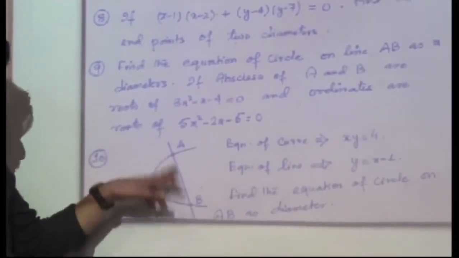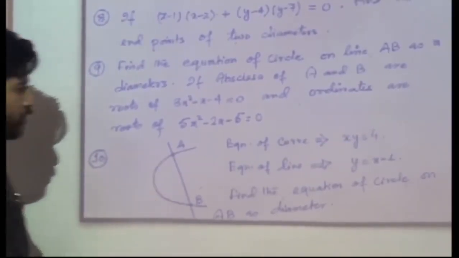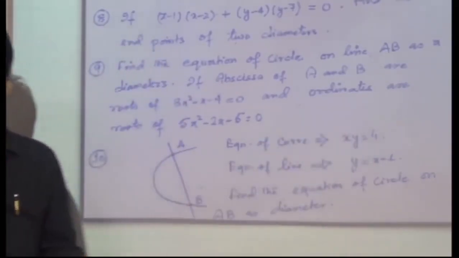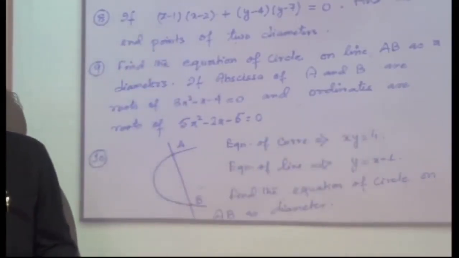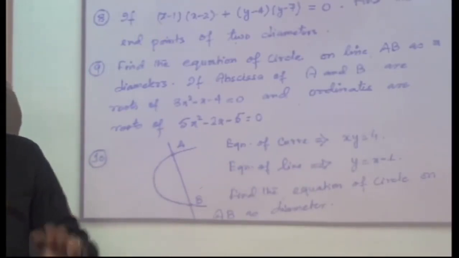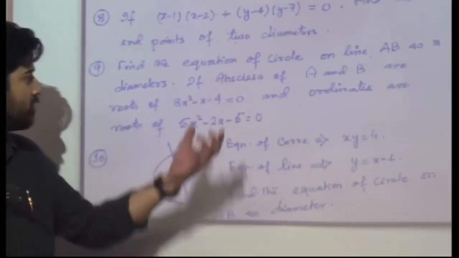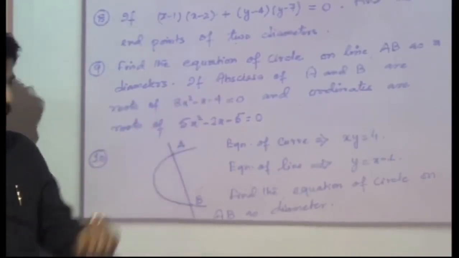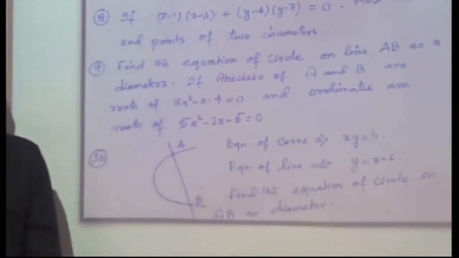So if you are trying to solve for the abscissas of A and B, you are going to write y as x minus 1, and you get x into x minus 1 is equal to 4. You don't have to solve that. That quadratic equation itself will give you the abscissas of A and B. So you don't have to solve it. Now you have to get your quadratic equation in y.